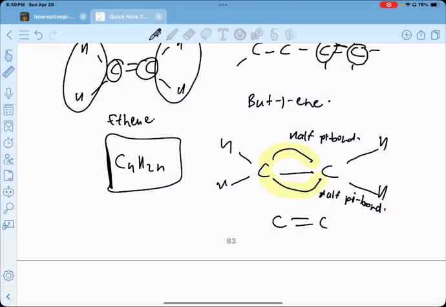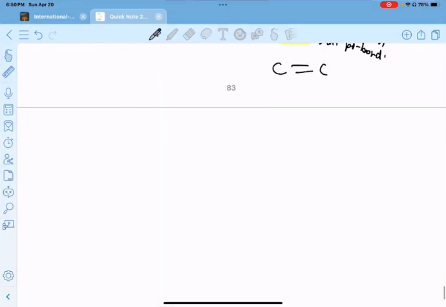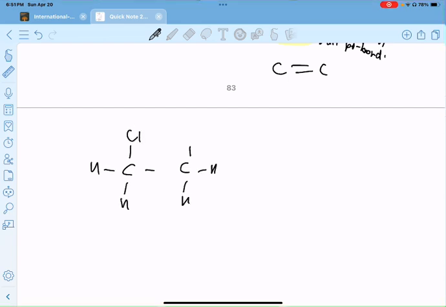Basically, what we're supposed to know is that these carbon atoms cannot rotate because of the double bond. In our previous question, we looked at alkanes. Let's look at alkanes first. You have C-C, you have H, H, H, H, Cl, Cl.